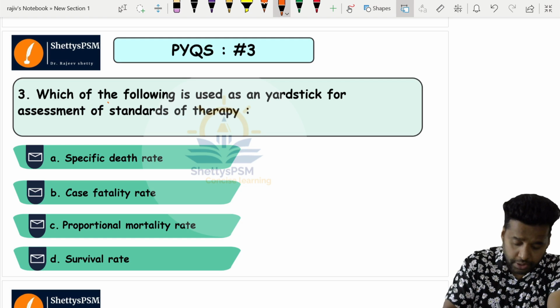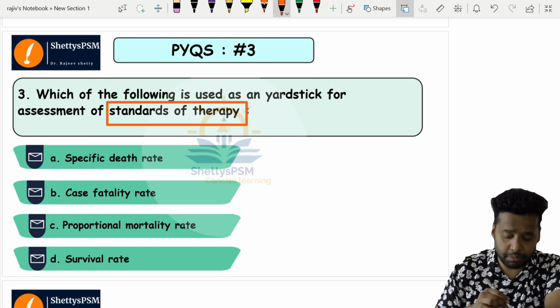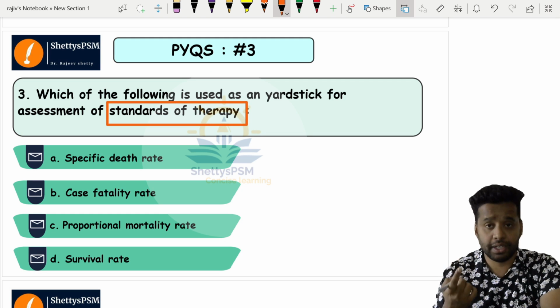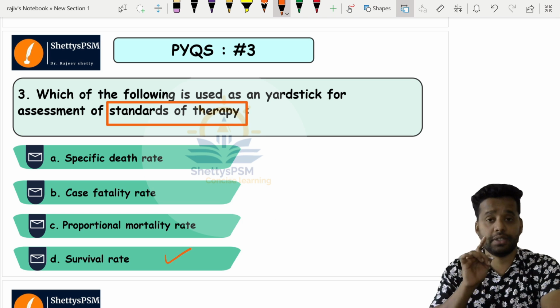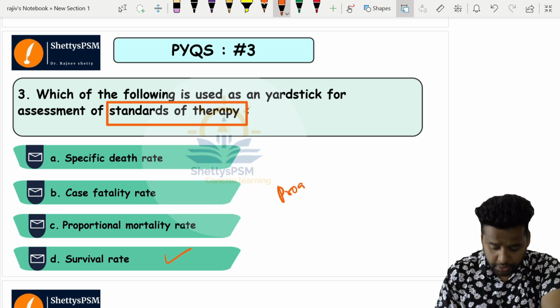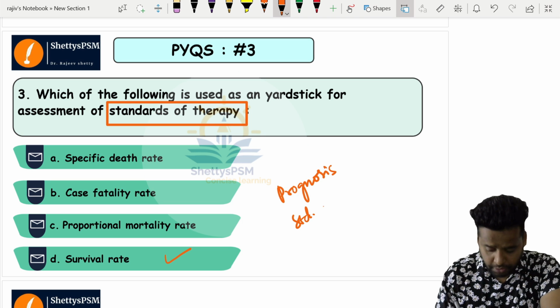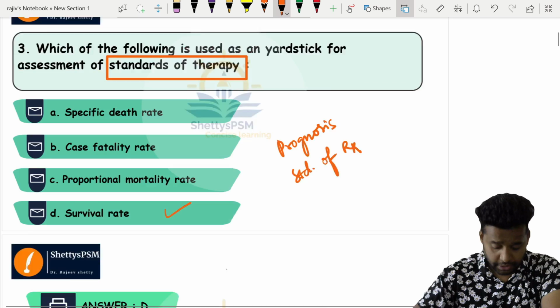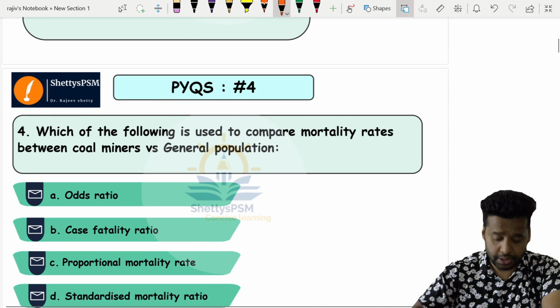Which of the following is used to assess how good is the treatment? Standards of treatment, especially in chronic diseases or cancer. Your answer will be survival rate. 5-year survival rate will indicate two things. One is prognosis, second is standards of treatment. If these two words come in the exam, your answer is 5-year survival rate. Prognosis and standards of treatment.